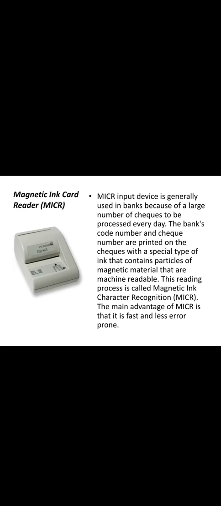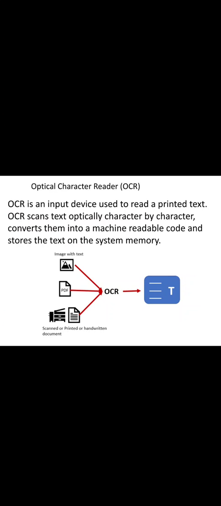The next input device that is used is MICR, that is magnetic ink character reader. This device is normally used in the banks. ಯಾಕೆ ಯೂಸ್ ಮಾಡ್ತಾರೆ ಅಂತ ಹೇಳಿದರೆ, when there are a large number of checks, the checks can be easily processed using this particular input device. So bank ಇನ code number ಮತ್ತು check number will be printed on the check. So with a special type of ink ಇರುತ್ತೆ, with a special type of ink which contains particles of magnetic material, they are machine readable. So this reading process is called magnetic ink character recognition, and the main advantage of this particular input device is that it is very fast and it is less error prone.